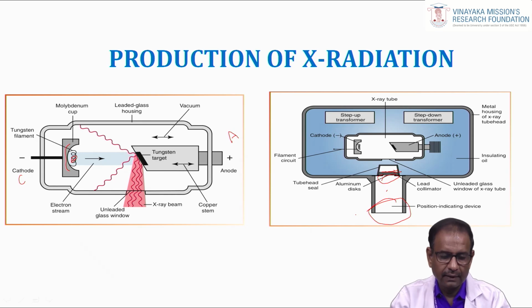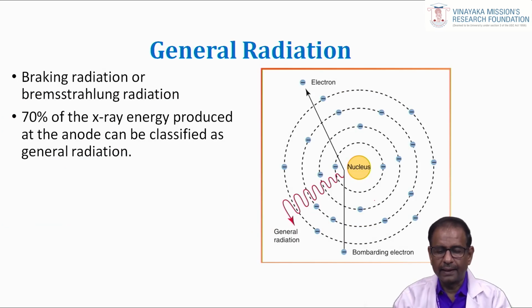Okay, you understand that? There is the cathode and the anode. The anode is a tungsten target. The X-rays are produced from inside the tungsten atom. Next is the general radiation.